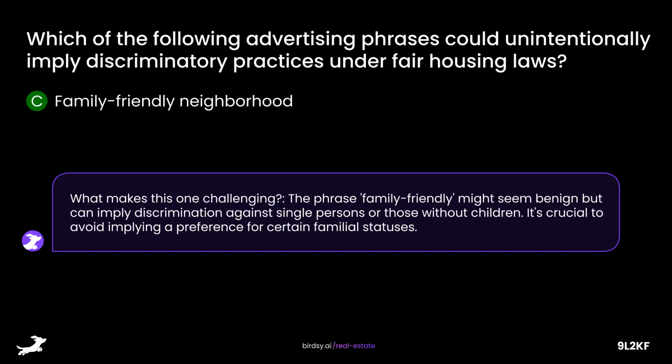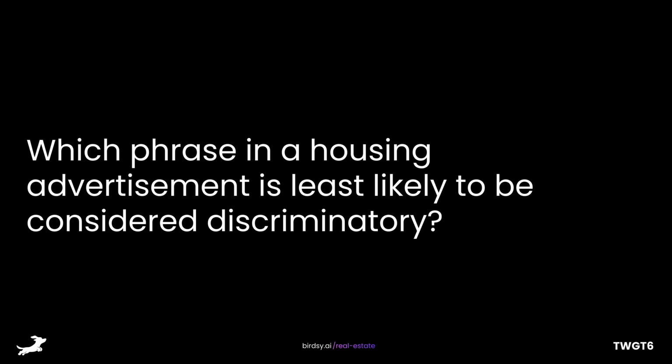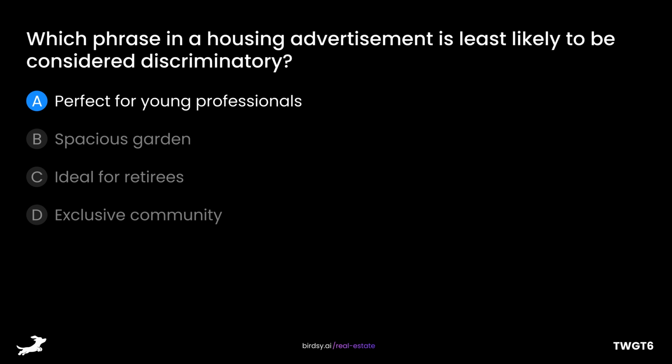What makes this one challenging? The phrase "family-friendly" might seem benign, but can imply discrimination against single persons or those without children. It's crucial to avoid implying a preference for certain familial statuses. Which phrase in a housing advertisement is least likely to be considered discriminatory? Is it A, perfect for young professionals, B, spacious garden, C, ideal for retirees, or D, exclusive community?